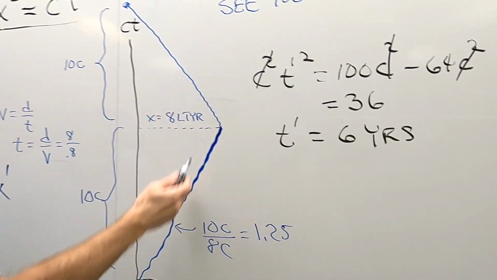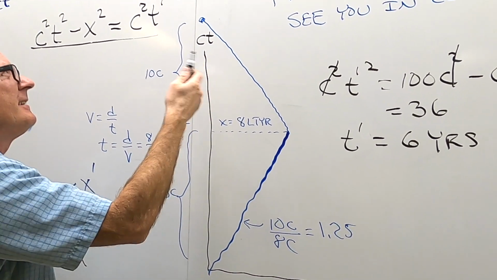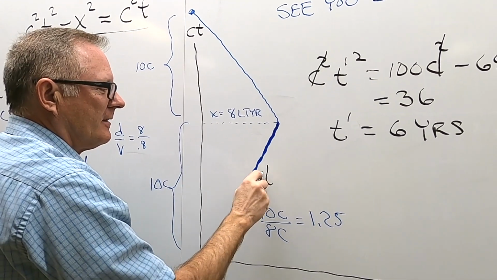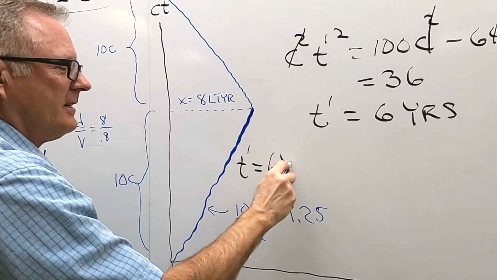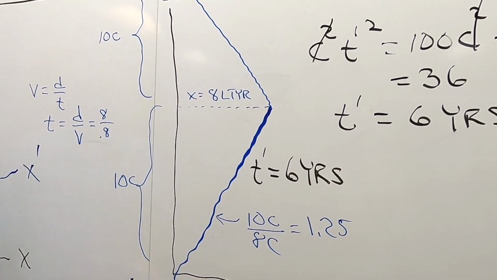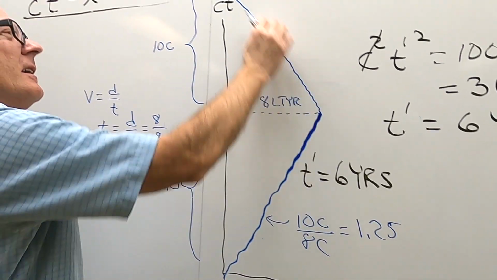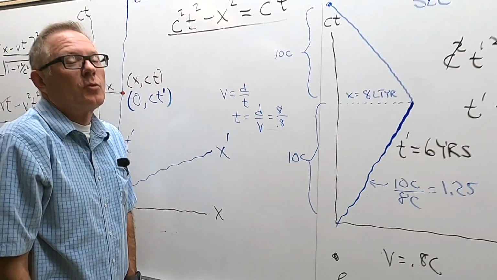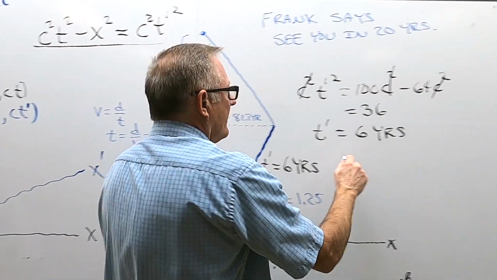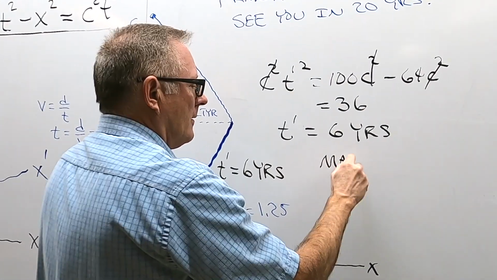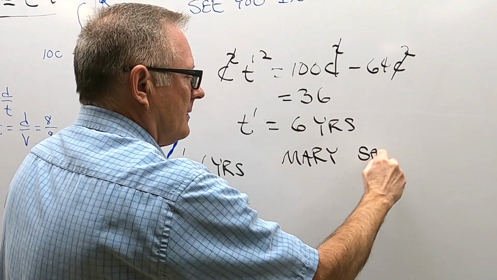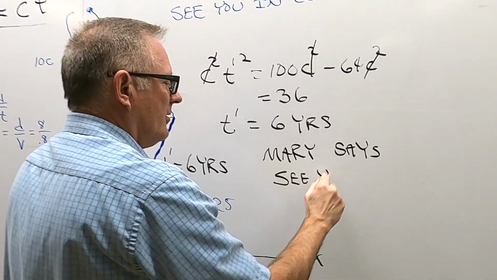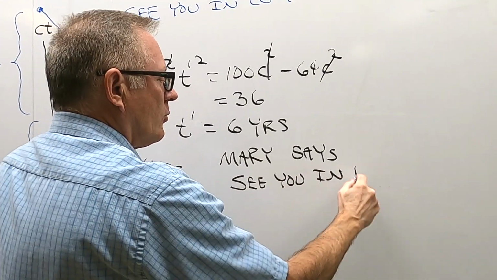Remember, this is a shortened one. This is only going to be 6 years, or ct would be 6c right here. But we'll just say the time here is 6 years. So she's going to say it took 6 years to get out, 6 years to come back in. Mary says, I'll see you in 12 years. So Mary says, see you in 12 years.